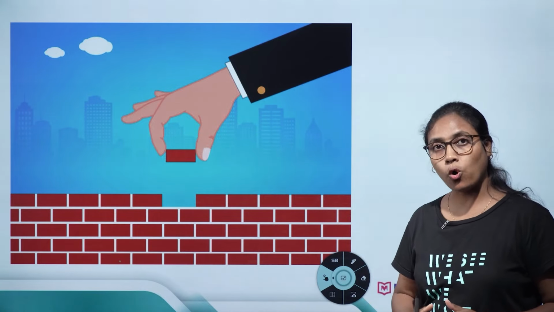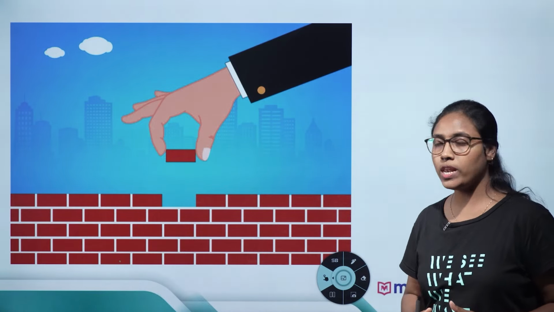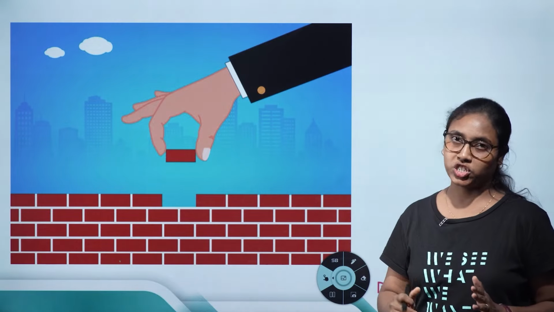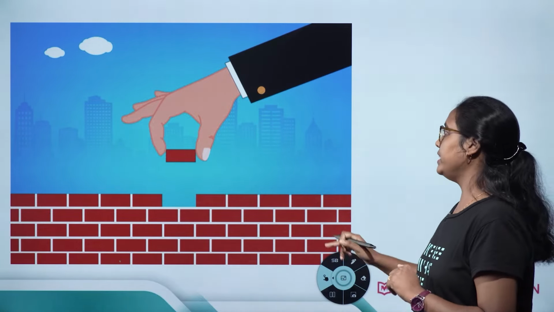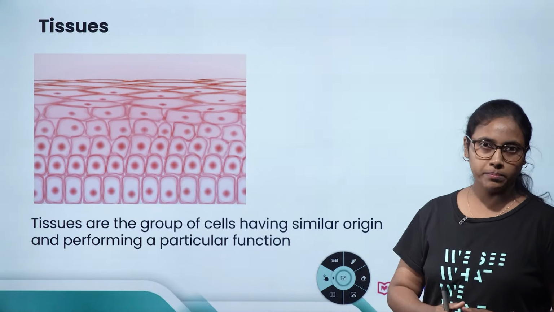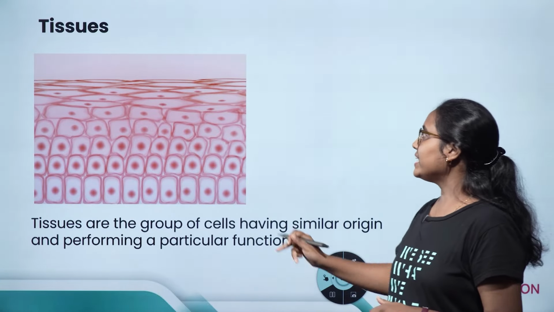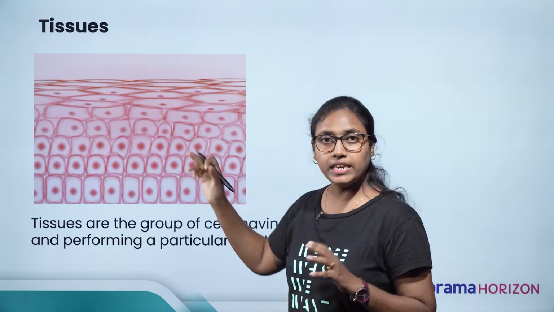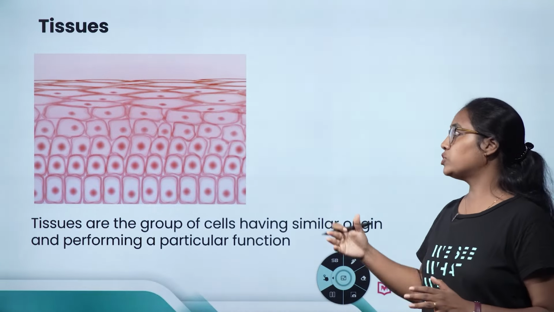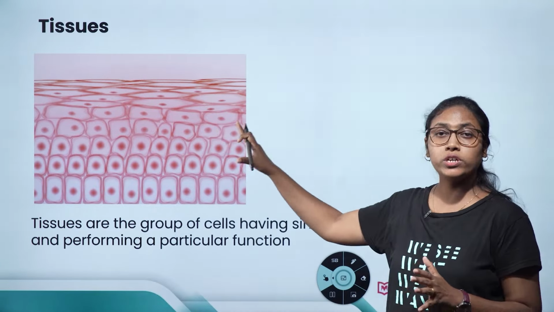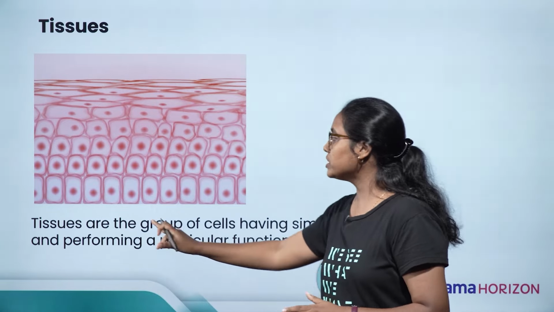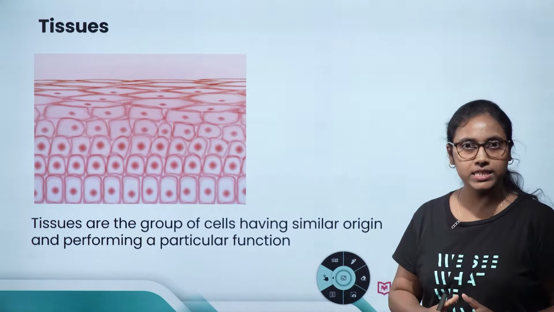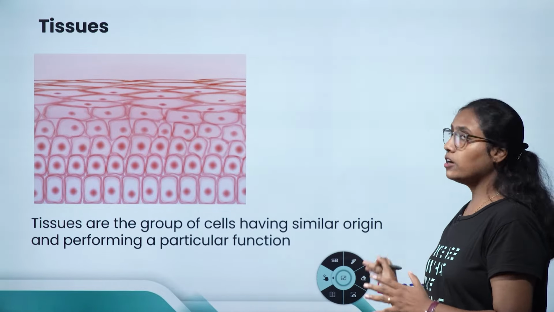Now what does this wall do? This wall helps in protection, provides protection. Now similarly, if you just look at this image, you can see that each cell groups together and forms tissues. So tissues are the group of cells having similar origin.